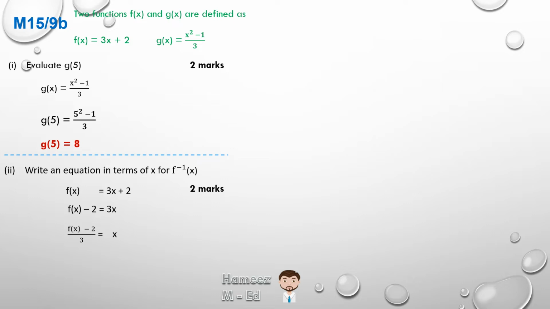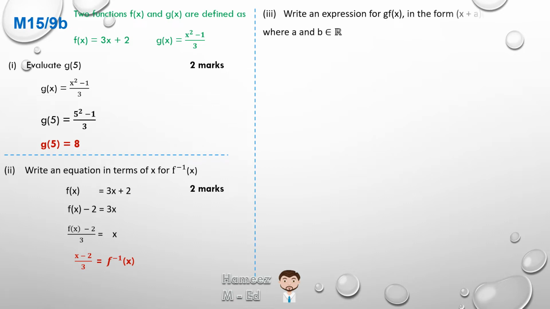Now let's rewrite it into the form that we want. Let's change the f of x to x and change x on the right hand side to f inverse x. So x minus 2 over 3 is equal to f inverse x. Part 3, write an expression for g f of x, that composite function, in the form x plus a by x plus b, where a and b are real numbers.